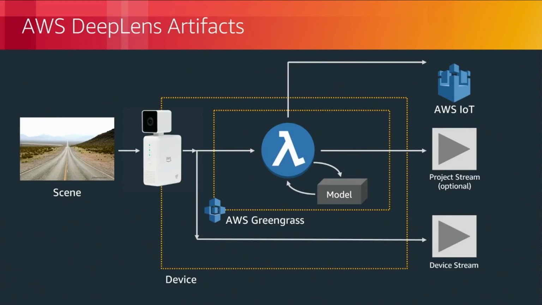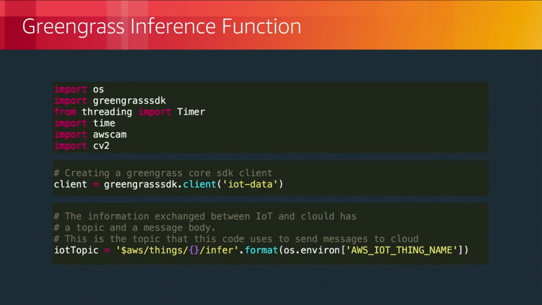And then also you get the project stream, so you can see the output with boxes drawn around it like I demoed earlier. And this is what a function looks like. There's a couple of libraries that you need to import. This is just basically a hello world function that you'll be able to see in the Lambda console if you get started on a Greengrass project.